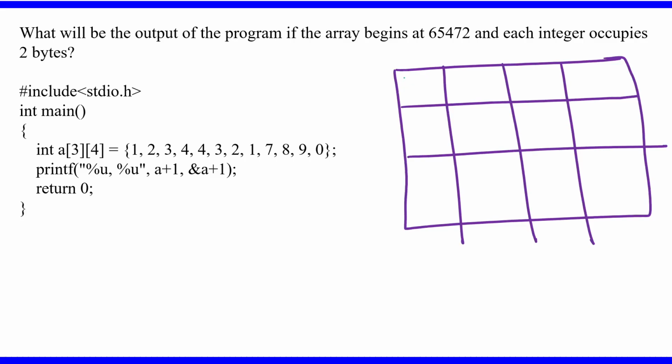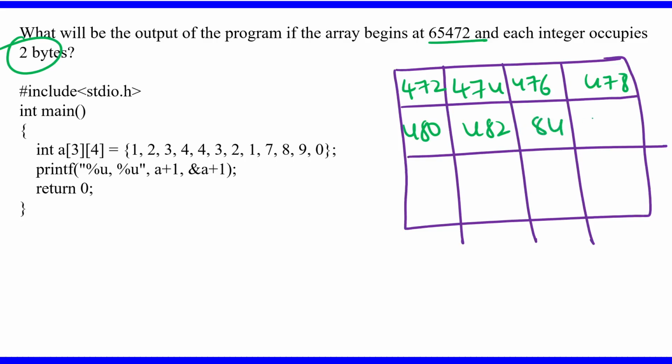So, this address is 65472. I am writing the shortcut of that. It is saying integer is occupying 2 bytes. So, every block will be 74, 76, 78, 80, 82, 84, 86, 88, 90, 92, 94. Okay. So, this is the addresses of each block.